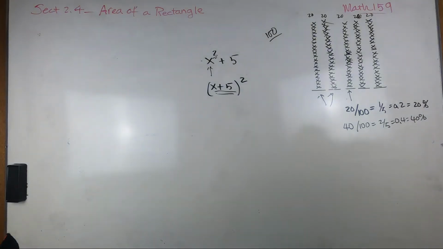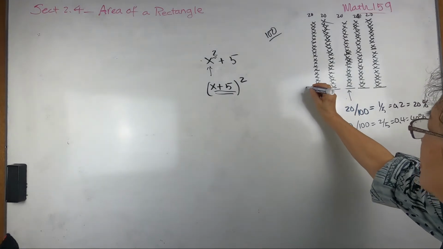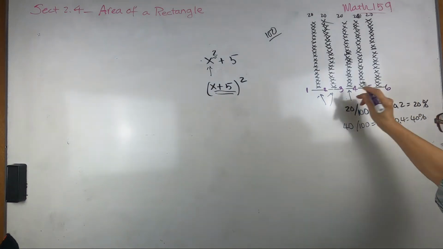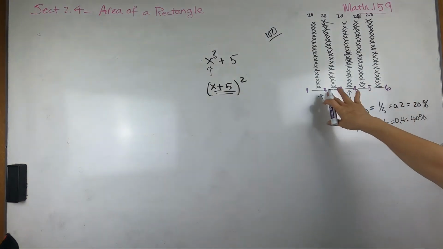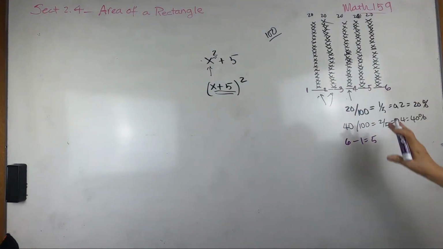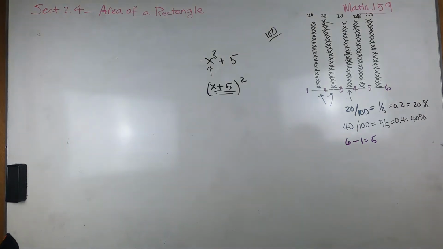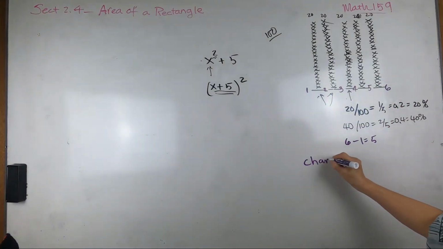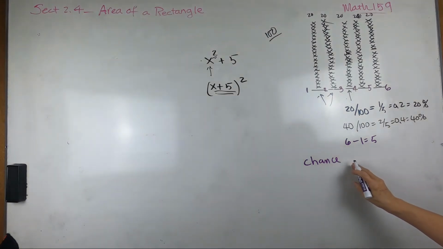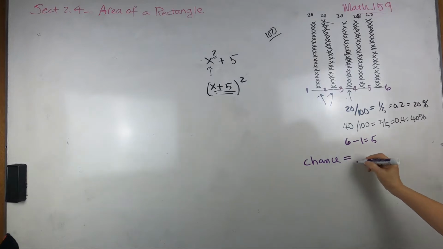Okay, so if we have this situation with 100 people, and we mark here 1, 2, 3, the marker is here, marking from 1 to 6. How many lines do you have? You do 6 minus 1, so you have 5 lines. That's how we see it. So the chance to happen, that's your probability, would be what? Total would be what?